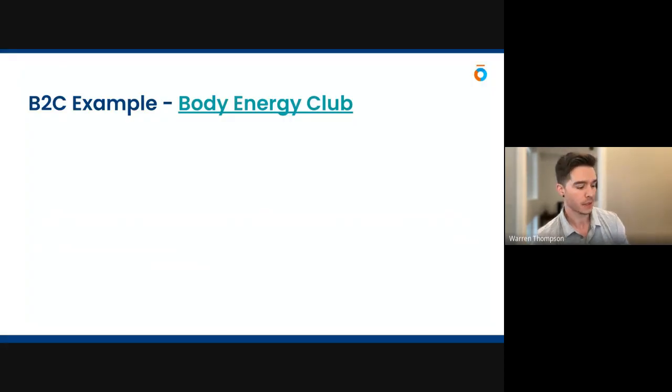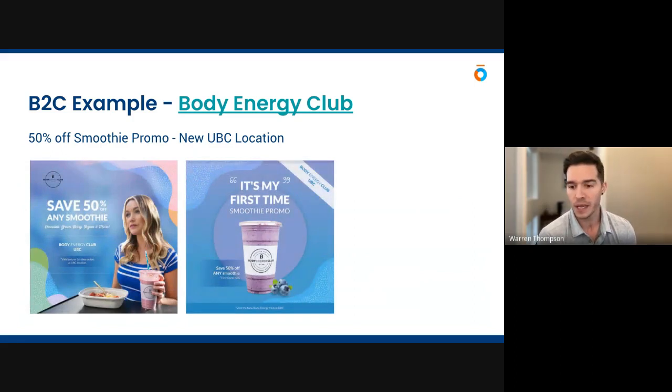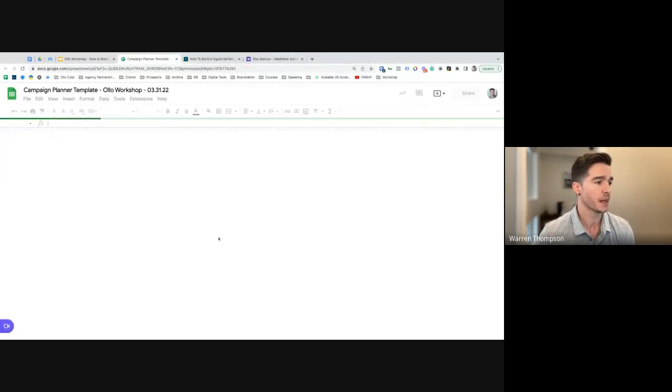So I'm going to walk through some examples. This is a Body Energy Club, and we used a campaign sheet to plan out this campaign that we did for them. It was a first-time smoothie offer, and it was for their new UBC location, and that was opening during COVID. So during the pandemic, they were opening this location at UBC that wasn't having students. So it was pretty challenging, and we had to come up with a creative way to try to get people in the store, and then also leverage that audience to try to get them back again. So I'll walk through this right now, and I'll show you the campaign planner at the same time.